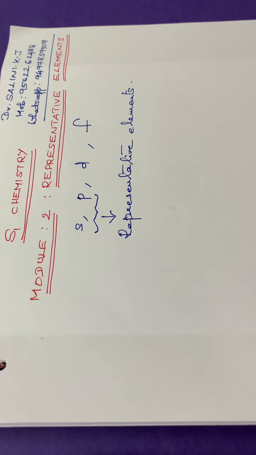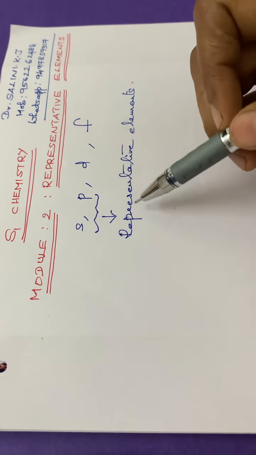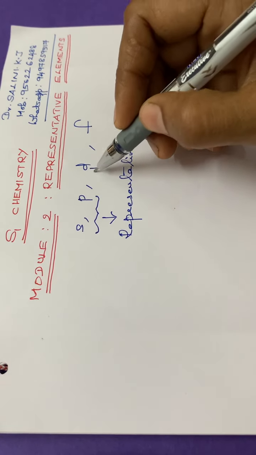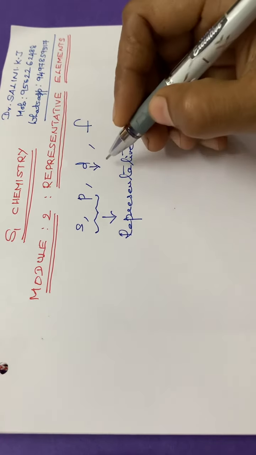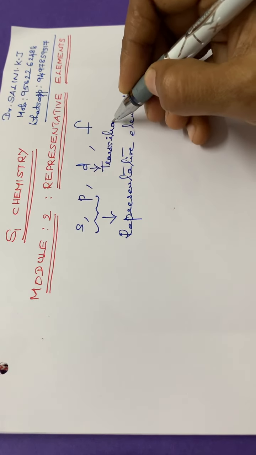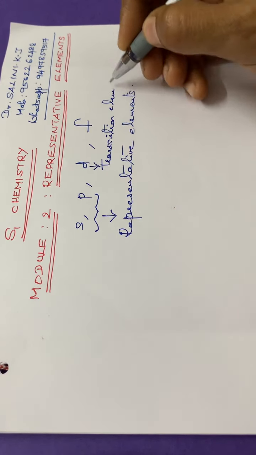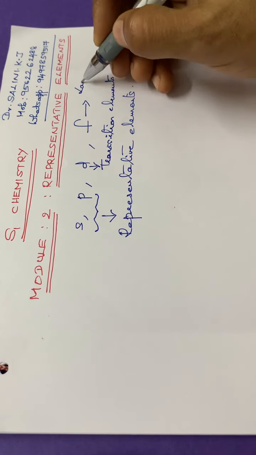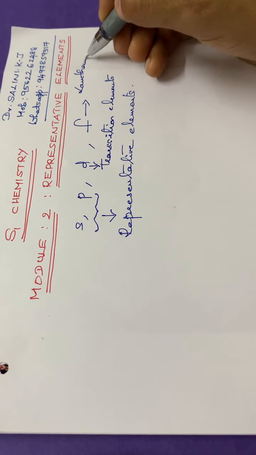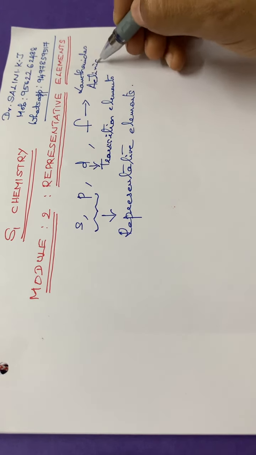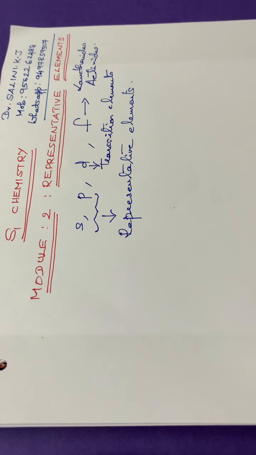So here, the S block and the P block together are called the representative elements. D block elements are called the transition elements. Then under F block come the lanthanides as well as the actinides. So this is the major classification of the periodic table.